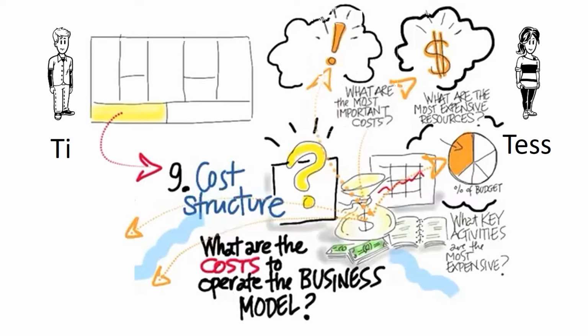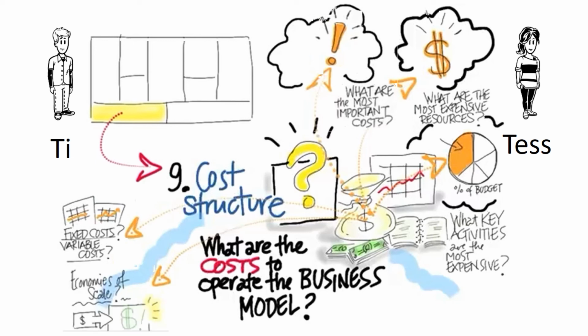And then you want to ask the typical accounting things. What are fixed costs? What are variable costs? Are there economies of scale? And you want to start getting a good handle on what it is that will end up costing you money to run your business.